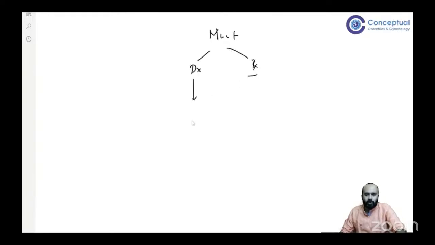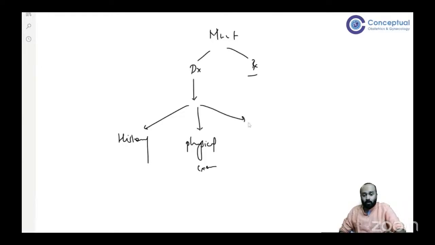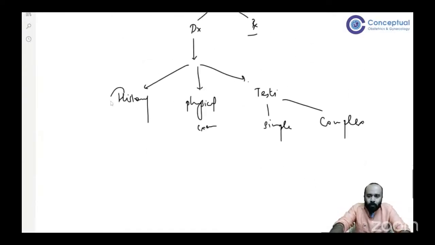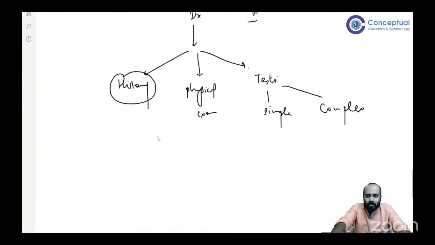So in diagnosis, my most important aspect is going to be history taking. The second most important is going to be physical examination. The third is going to be doing various tests to confirm my diagnosis. Those tests can be simple tests or they can be advanced or complex tests. So talking about the first part, that happens to be history.